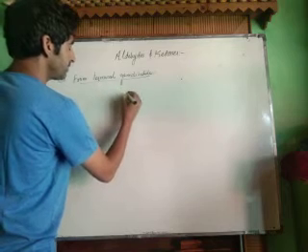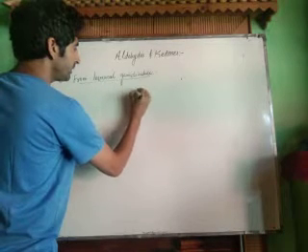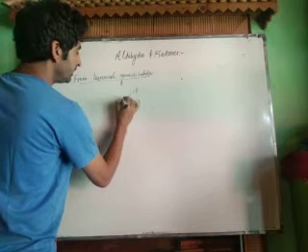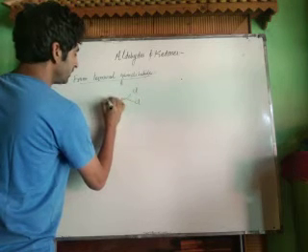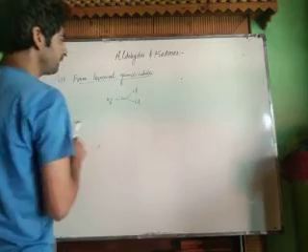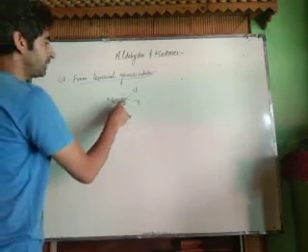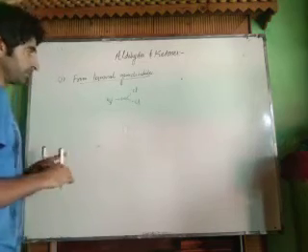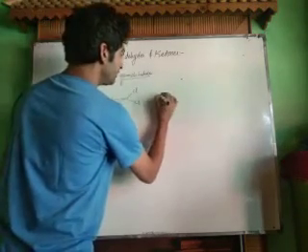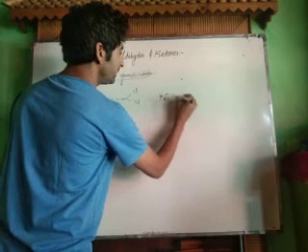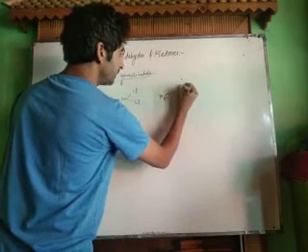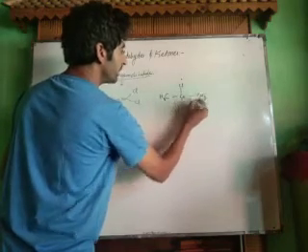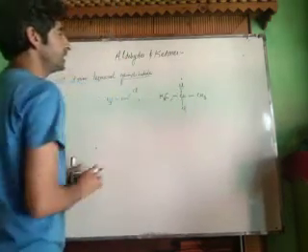Gem dihalides are those dihalides in which two halogen atoms are present on the same carbon atom. For example, this is a terminal gem dihalide. This is a terminal carbon atom, and to this terminal carbon atom, two halogens are present. Now, this can't be a terminal gem dihalide, for example, CH3, Cl, CH3. This is also a gem dihalide, but it is an internal gem dihalide.